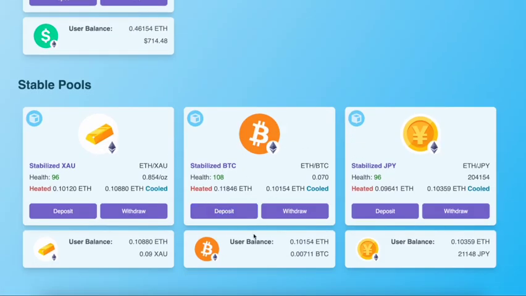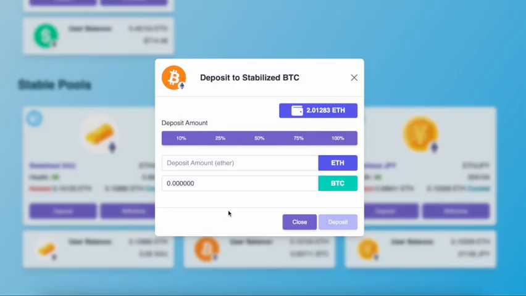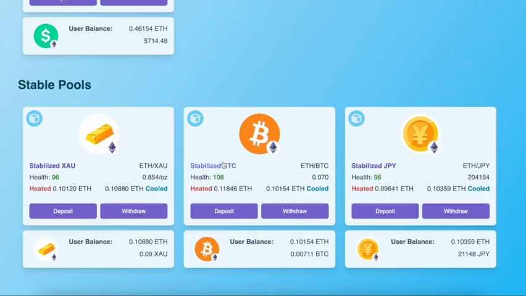Okay, so let's look for something with great health, okay? So we can see the stabilized Bitcoin has a health of 108. So that's excellent. We can essentially create a Bitcoin position, which is, I think, a great idea. Why not? And we're actually going to get paid a little bit better. So this is basically 1x Bitcoin, but we're going to get a little bit better than 1x Bitcoin because the health is actually over 100. So let's go ahead and make a deposit.